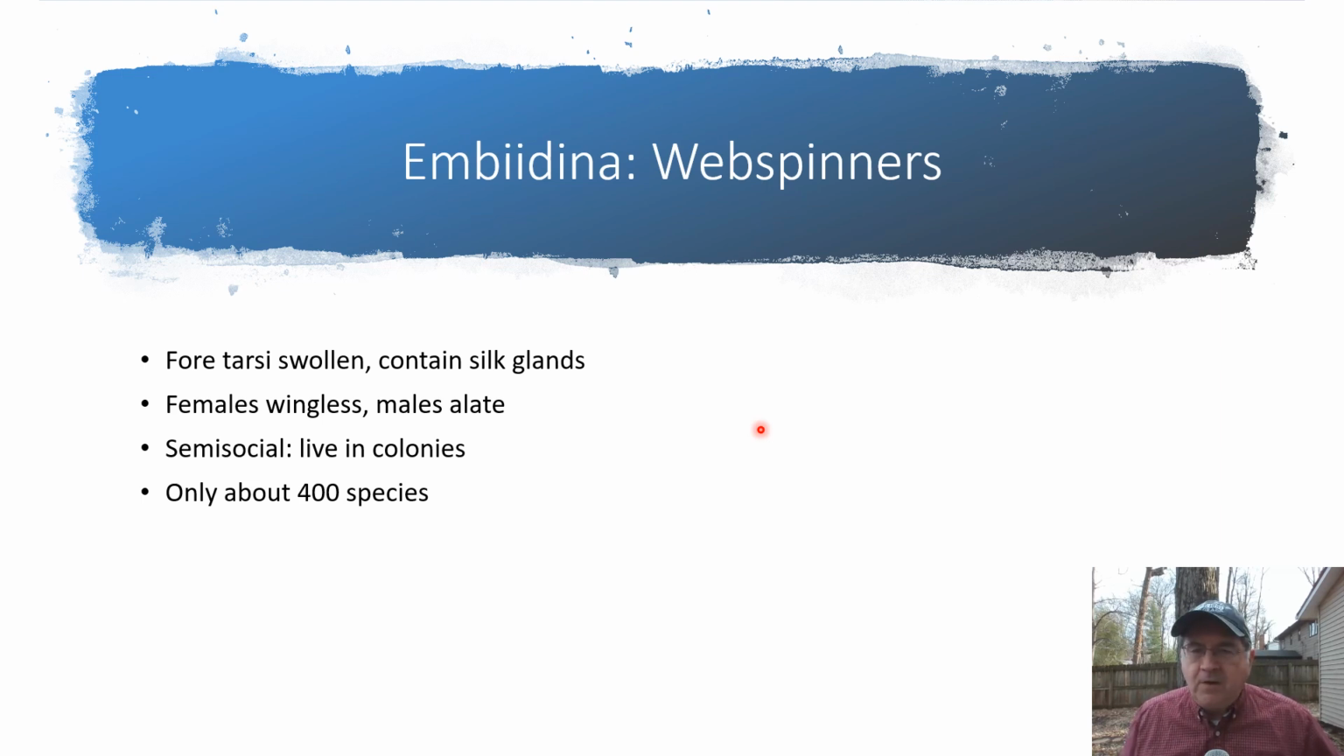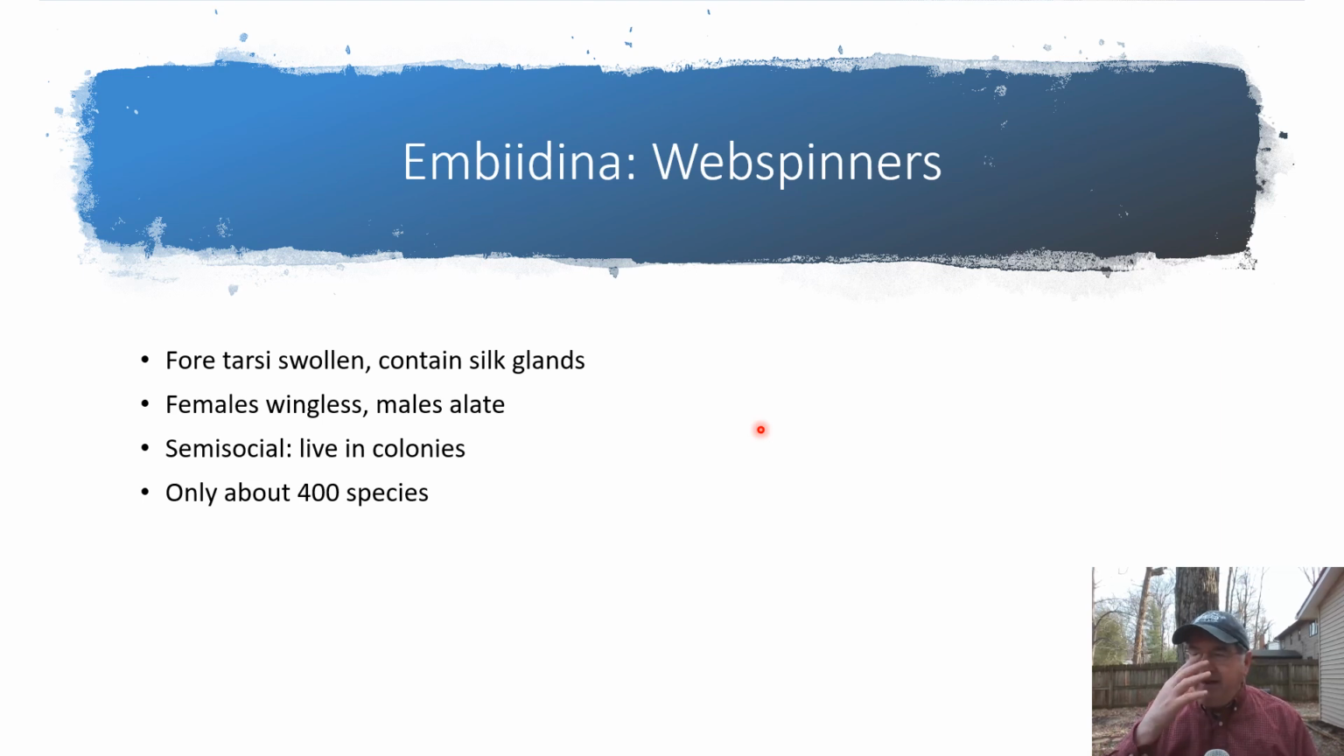The females are wingless, and this is kind of rationalized by they have to move through these silken tunnels, either underground or in decaying trees or things like this. And they need to be able to back up, and that would be hard to do if you had wings, right? And so the females are wingless, where the males are winged. Alate means that they have wings. They're semisocial. That means that they are living together in colonies.